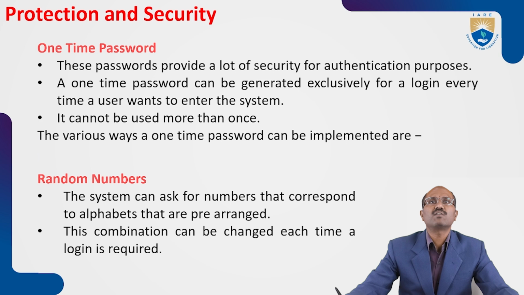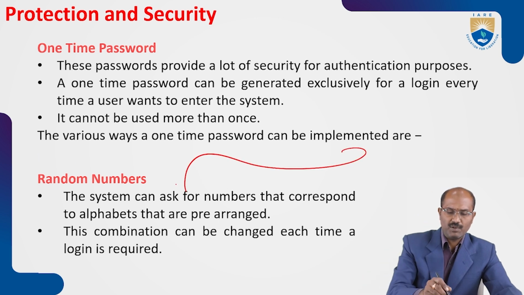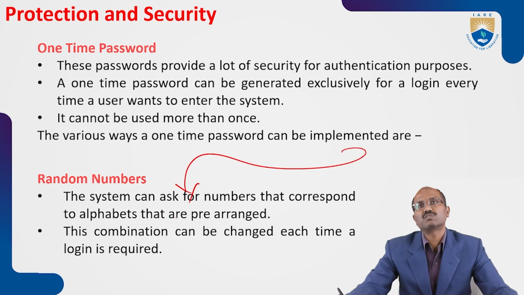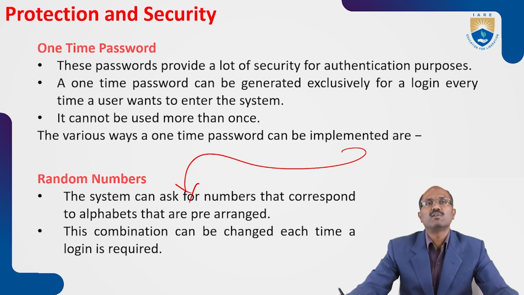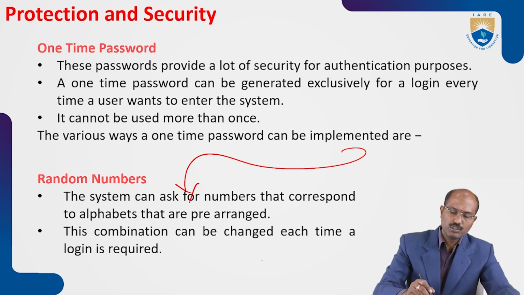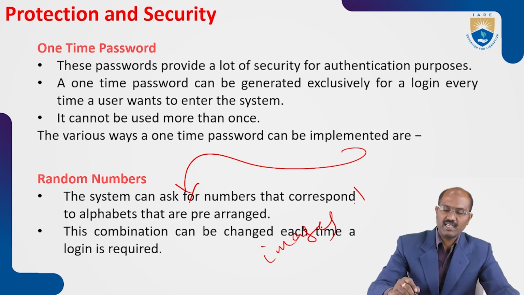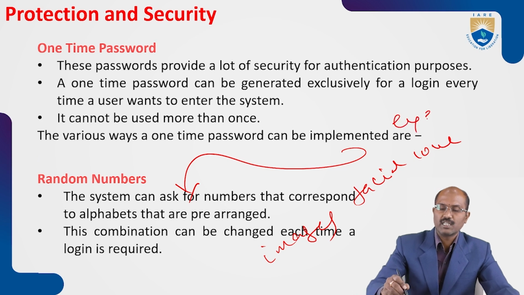The various ways one-time passwords can be implemented are random numbers. The system can ask for the number that corresponds to alphabets. The combinations can be changed each and every time for the login values. You can use random numbers, or you can use images to log in. You can use facial recognition to log in. You can also use the eye retina to log in.